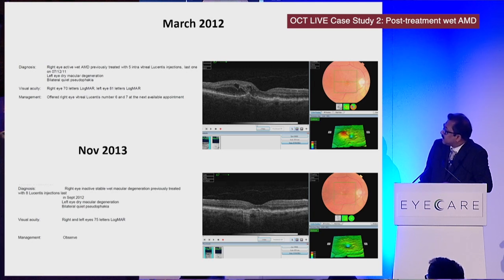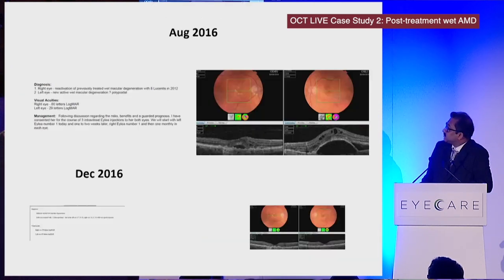And when we saw her in November 2013, this was after 8 injections. You could see it is back to normal. There is a bit of atrophy there, but there is no sign of any fluid. So we kept her under observation, and she didn't receive any injection for a good few years.